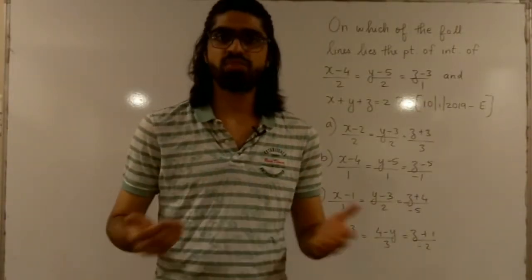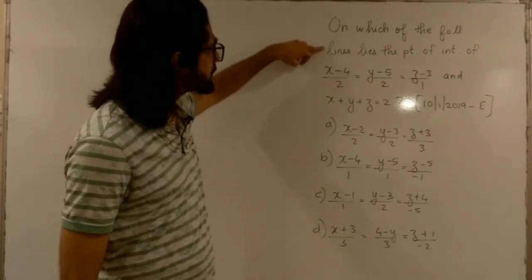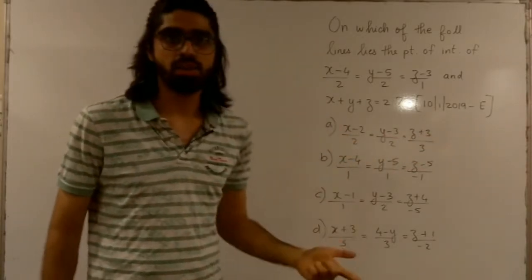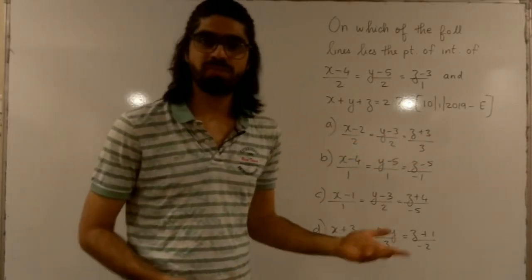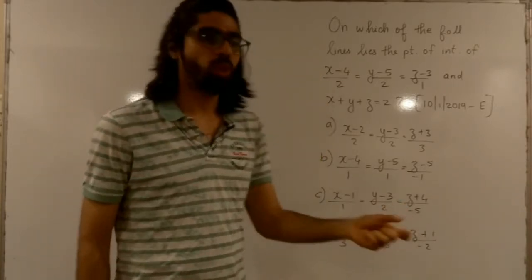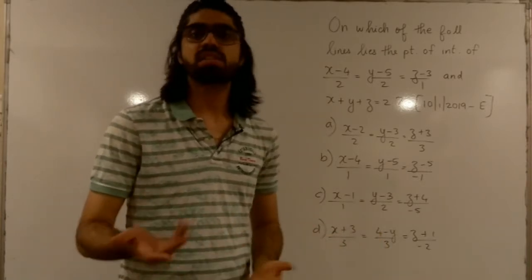Yet another straightforward question. The question says, on which of the following lines will the point of intersection of this line and this plane lie? So all you have to do is find the point of intersection of this line and this plane and put that point in the given options. Whichever option gets satisfied by the point is our final answer.